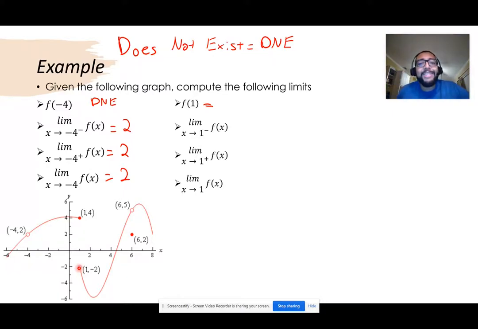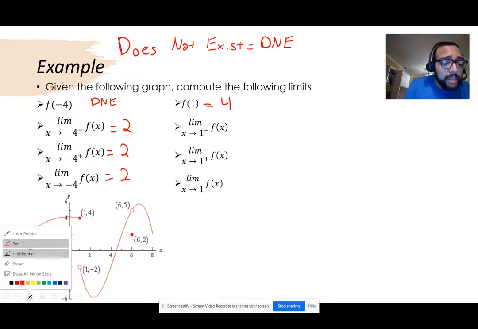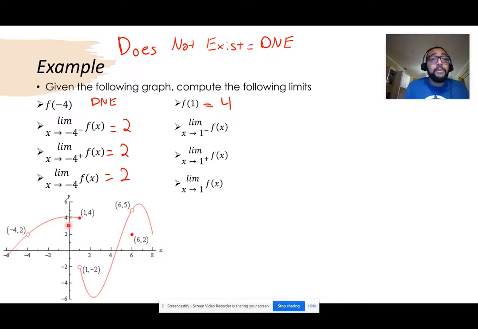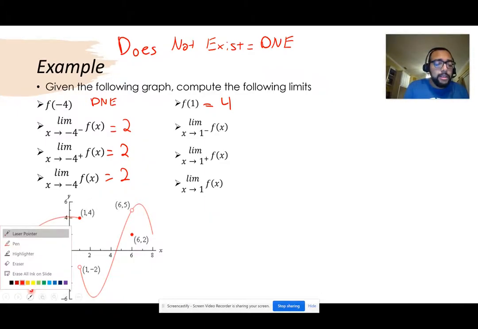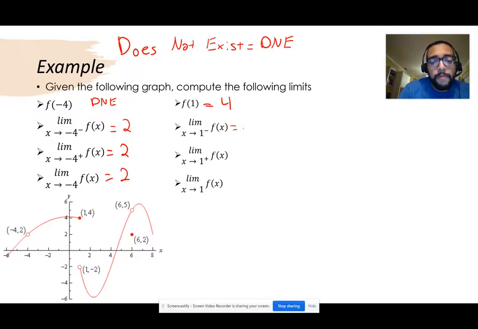You're right. It is 4. The closed dot takes precedence over the open dot. There exists a corresponding y value when x is 1. So let's find the limit as x approaches 1 from the left. That means we want to look at the values that are less than 1, so these numbers over here. As I approach 1 from this side, it looks like I'm getting closer and closer to 4.